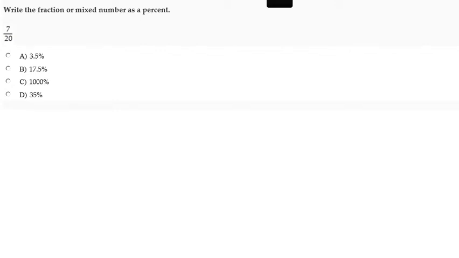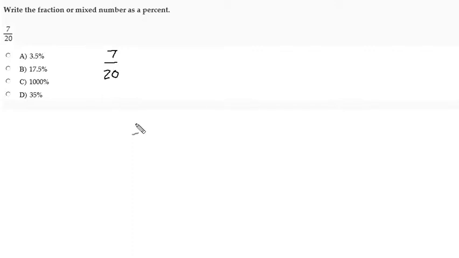Write the fraction or mixed number as a percent. Now we know that fractions like 7/20, like the problem that's given here, represent part of a whole. Percents are also numbers that represent part of a whole. So really we're just changing the format of the number from a fraction to a percent.